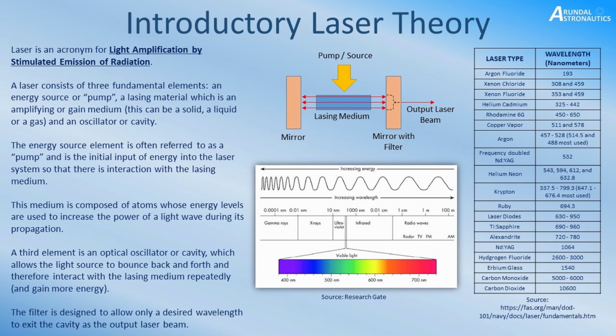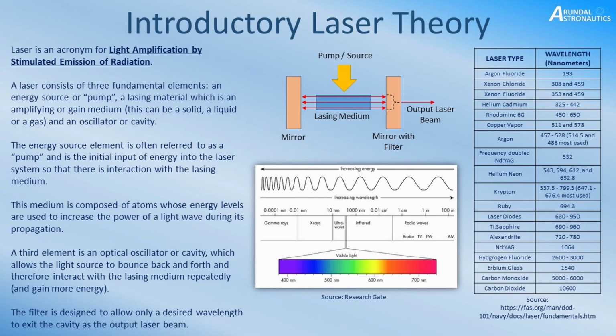Working through each of these three fundamental elements then, first of all, the energy source, which we refer to as the pump, can be considered the initial input of energy into the laser system so that there's an interaction with the laser medium. The lasing medium is composed of atoms whose energy levels are used to increase the power of a light wave as it travels through the laser system, and this is important because it will determine the output of the laser beam, which we will come on to shortly.